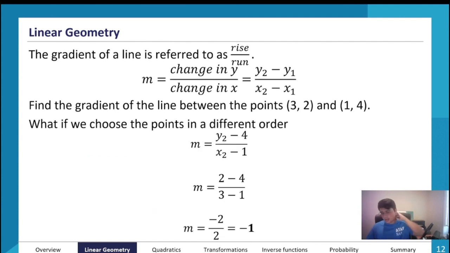Now, again, same thing with the distance formula. If you want, you can plug in the points in a different order, and you'll still end up getting the same answer. So whereas before we had 4 minus 2 over 1 minus 3, we can just do 2 minus 4 over 3 minus 1. It'll still give us the same answer of negative 1.